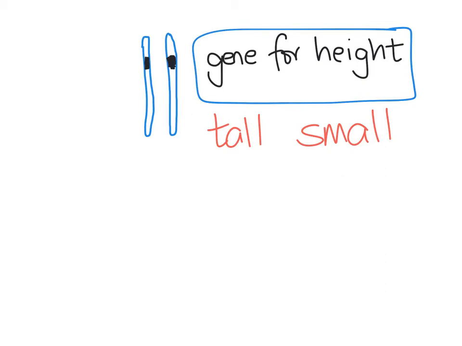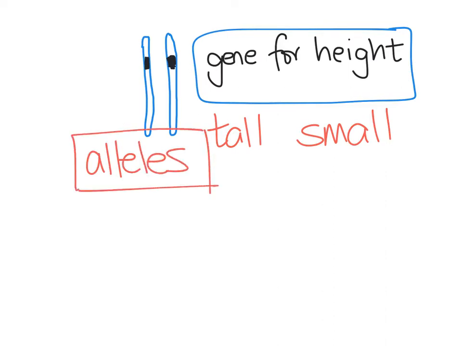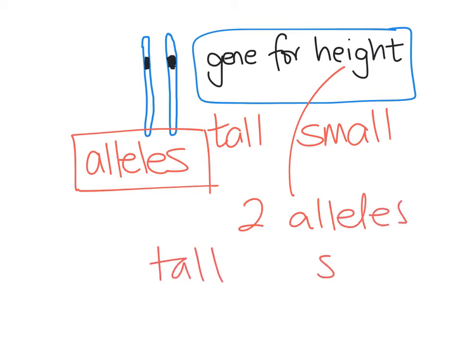Now, as we said, each parent passes on one chromosome, so each parent is going to pass on one of these forms. These forms of the gene are called alleles. So hopefully you remember that word, not only from the video, but also from year 10. So we've got a gene for height, and there are two different alleles. One is tall, and the other is small.